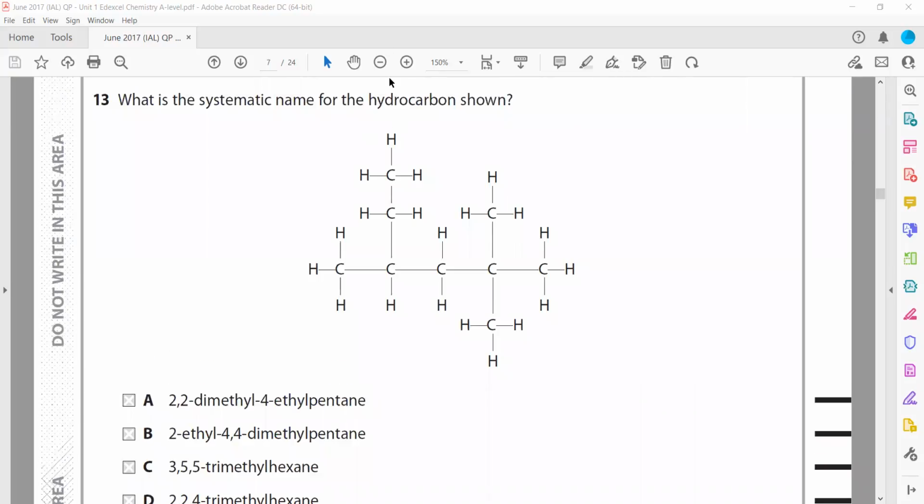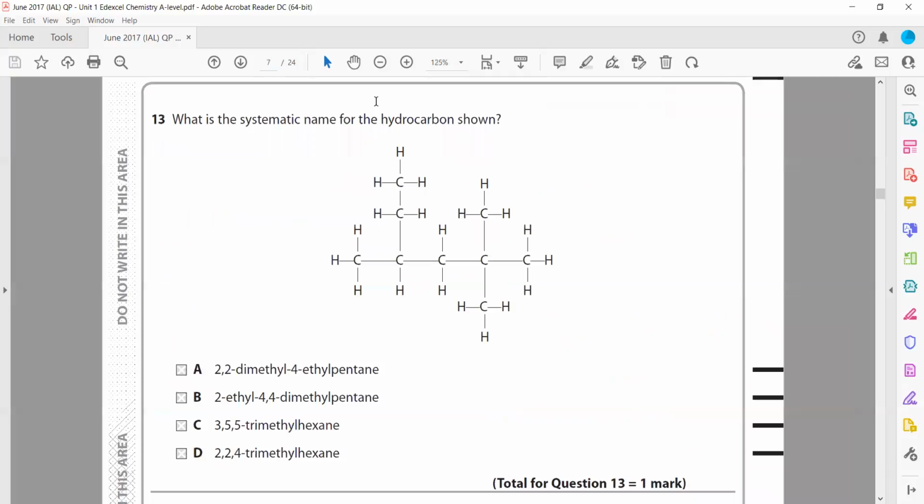What is the systematic name for the hydrocarbon? How to know the systematic name? First thing is to select the longest carbon chain. If I select one, 1, 2, 3, 4, 5, this is not the longest. Or I can select 1, 2, 3, 4, 5, 6. So this makes the longest chain. Or it can be like this, it does not make a difference. But 6 carbon atoms is the longest chain, I can select 6 carbon atoms.